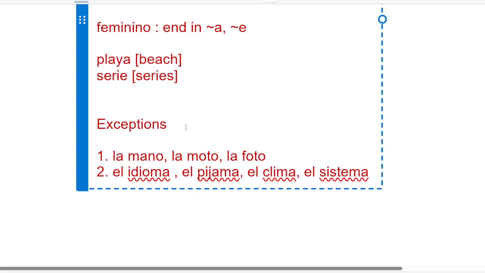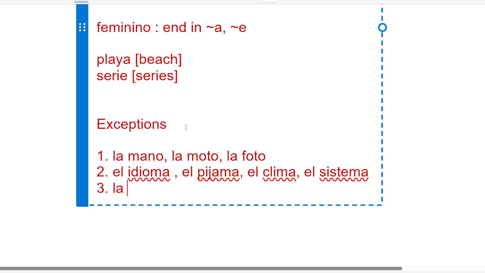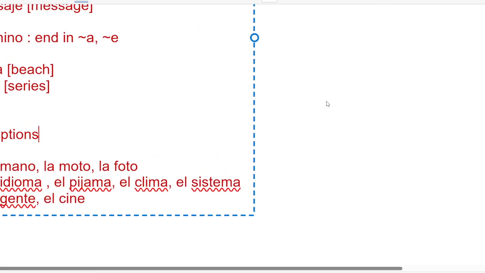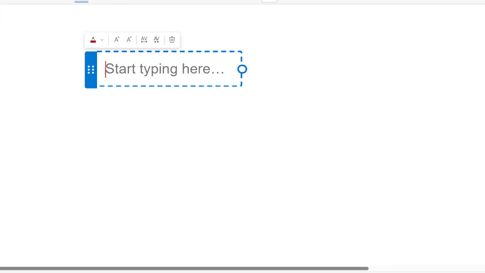Okay. Similarly, we have la gente. El cine. Ending in e. So you cannot distinguish. Now, what is this la, and all those? So these are called el artículo determinado.